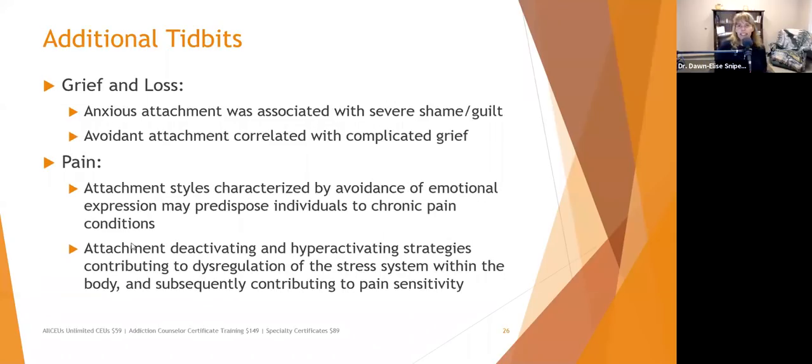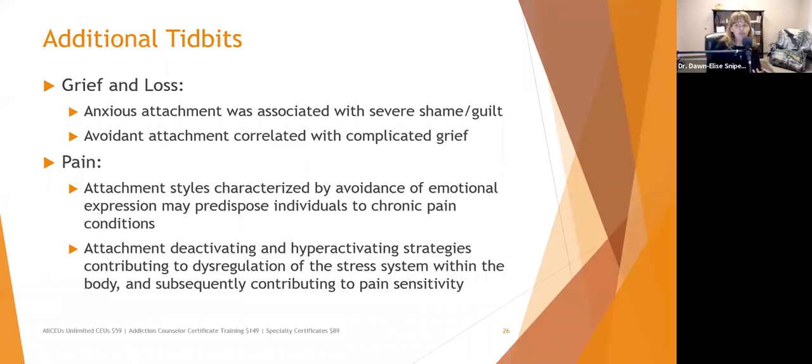Additional tidbits. Grief and loss. Anxious attachment was associated with severe shame and guilt. Avoidant attachment was correlated with complicated grief. When there was a loss that was experienced, people who were anxiously attached felt like it was somehow their fault, and they felt ashamed and oftentimes focused on all the things they didn't do. Those people with avoidant attachment, they had pushed them away, so there was a more complicated grief that was associated with that.